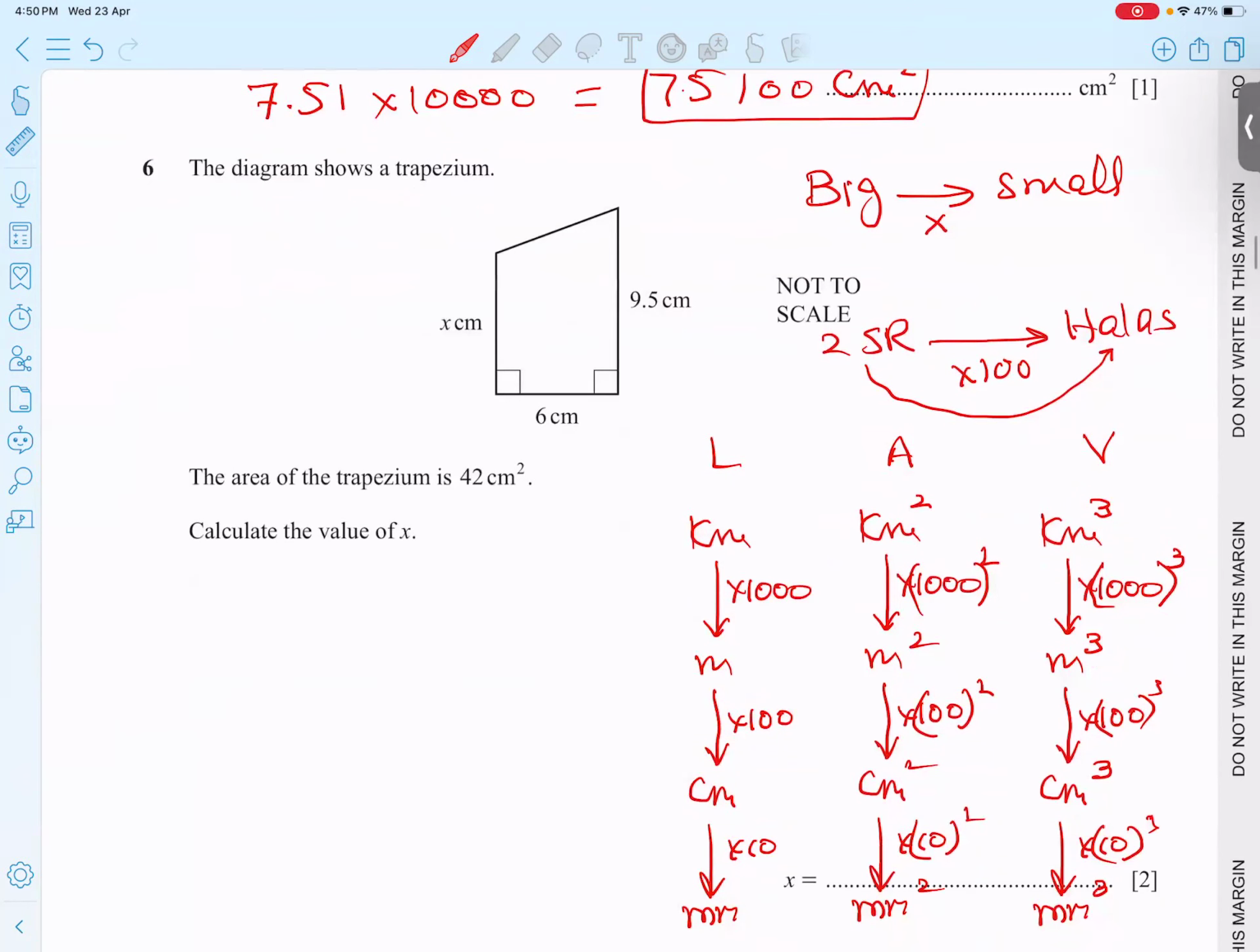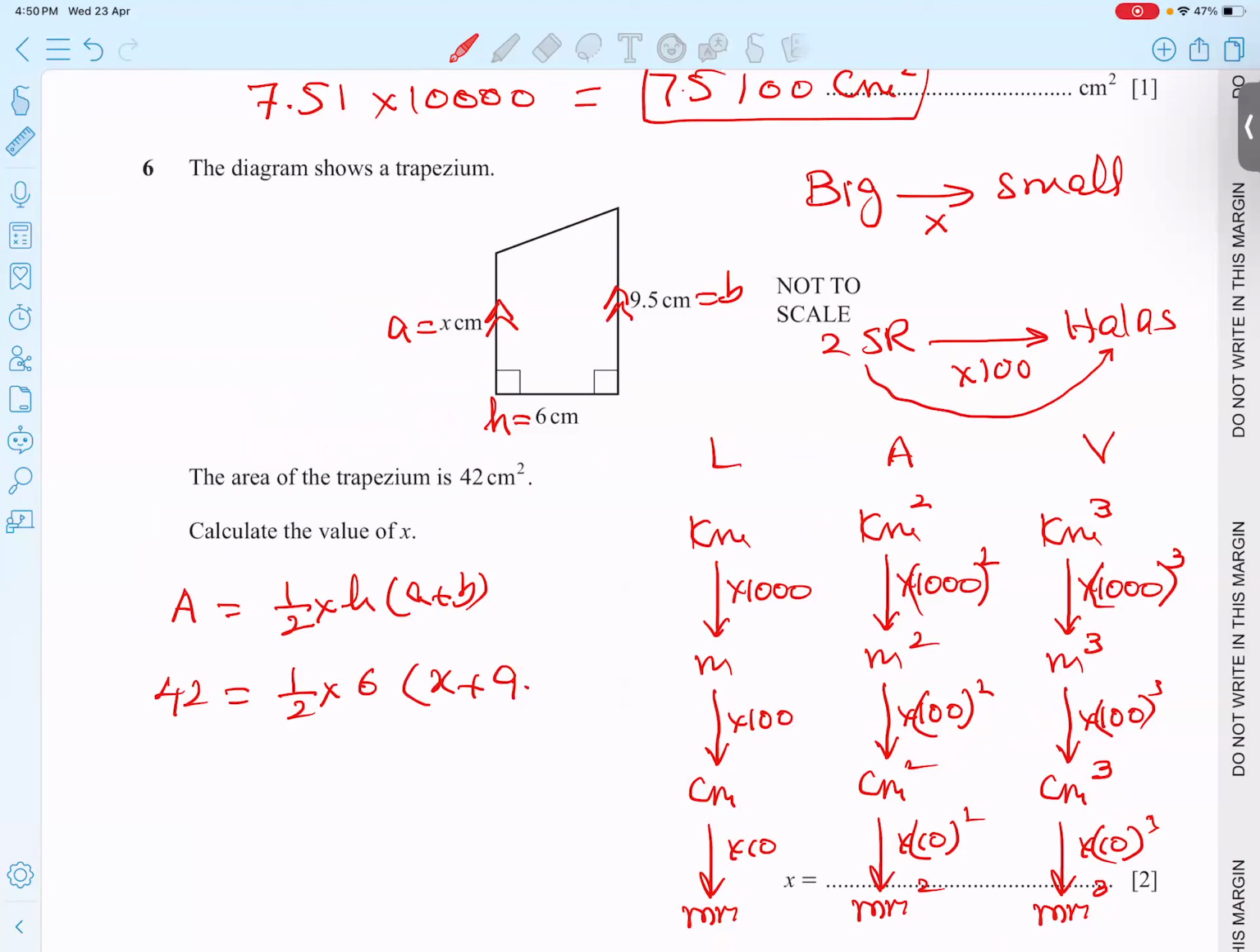Try your level best. Trapezium area. When two sides are parallel to each other, one side is called A and the second is called B, and the gap between them is called height. And the trapezium area formula is basically 1/2 into H into (A plus B). So students, in the place of area, I'm copying 42. And try your level best without calculator. Height is 6 here and A is X here, B is 9.5 here.